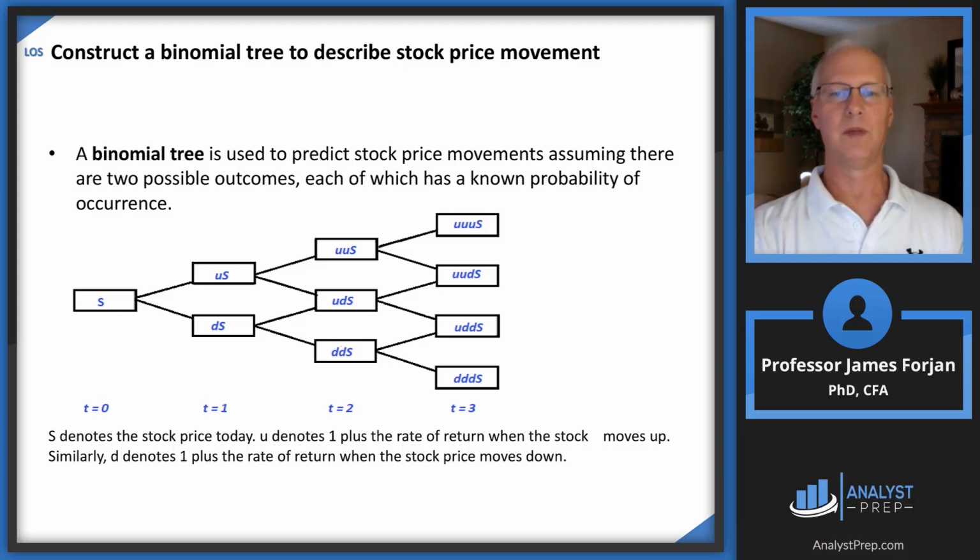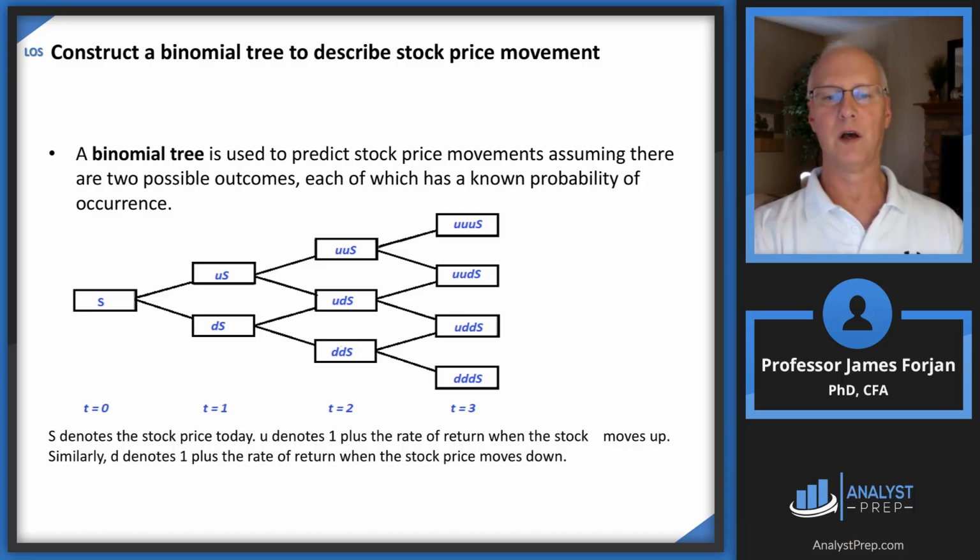And let me just point something out to you. Go to node 2 there at time period 2. Look in the middle, the UDS. Notice that you can get to that with 2 paths. You can either go up and down or then down and up. And then out at the final node, you have 3 U's, which means that the stock price goes up and then up and then up. And at the bottom, you have 3 D's, which means the stock price can go down and down and down.